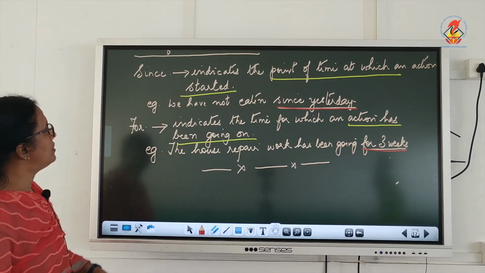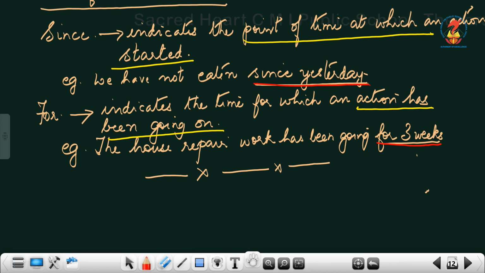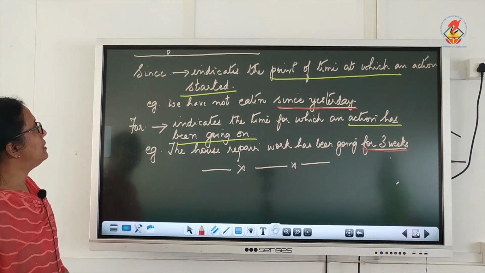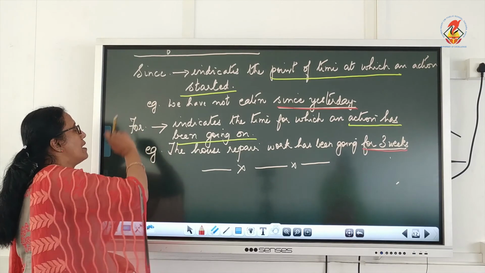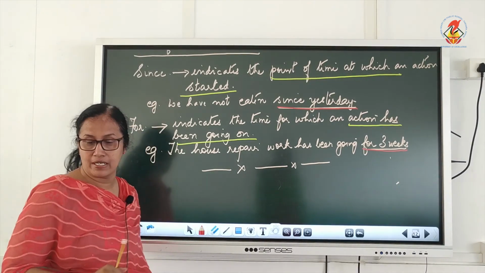Then, when are you going to use the word "for"? "For" indicates the time for which an action has been going on. So, the house repair work has been going on for 3 weeks. From 3 weeks ago it started, and it has been going on. So, these are the two terms you have to keep in mind when you are doing the present perfect continuous tense.